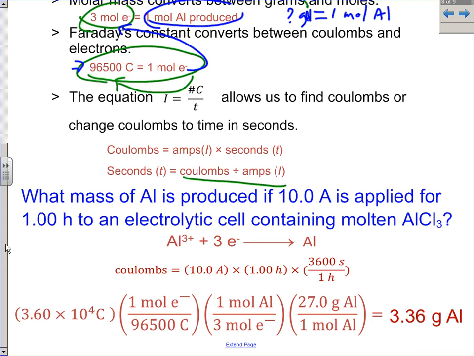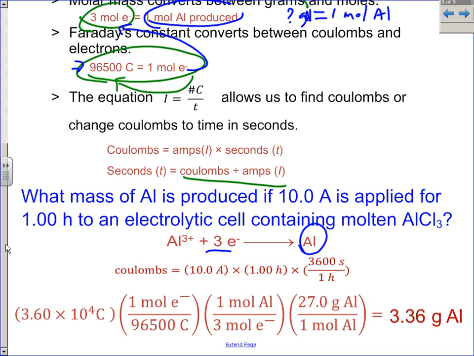Now, here's what a typical problem would look like. What mass of aluminum is produced if 10 amps is applied for 1 hour to an electrolytic cell containing molten aluminum chloride? Well, if we've got molten aluminum chloride, we've got Al3+, which we need to add electrons to reduce it to aluminum metal. Now, it's really asking how much of this metal? Well, in order to do this, we have to basically get to electrons. Well, that's going to start with our amps and our time. But remember, coulombs per second. So we need to be in seconds instead of hours. So 1 hour is 3,600 seconds.